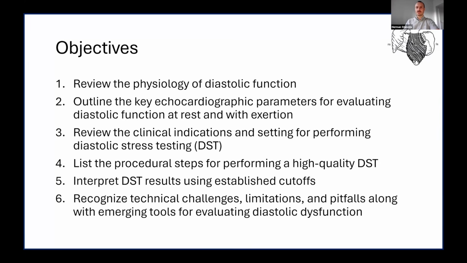In terms of objectives for this talk, we will review the physiology of diastolic function, outline the key echocardiographic parameters for evaluating diastolic function at rest and with exertion, review the clinical indications and setting for performing diastolic stress testing, list the procedural steps for performing a high-quality DST, interpret results using established cutoffs, and recognize the technical challenges, limitations, and pitfalls, along with emerging tools for evaluating diastolic dysfunction.